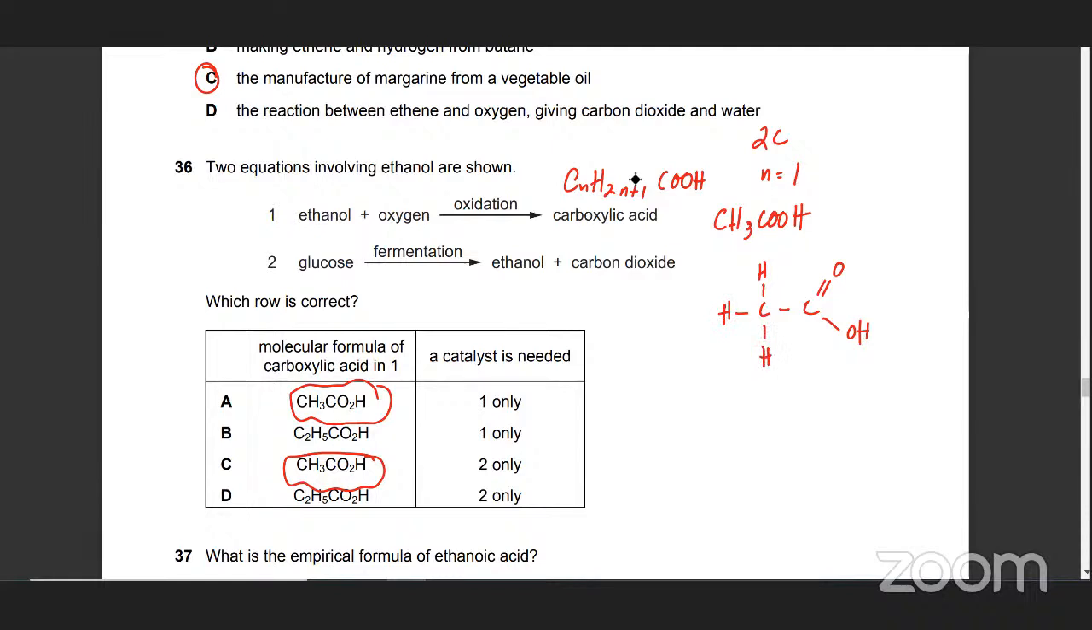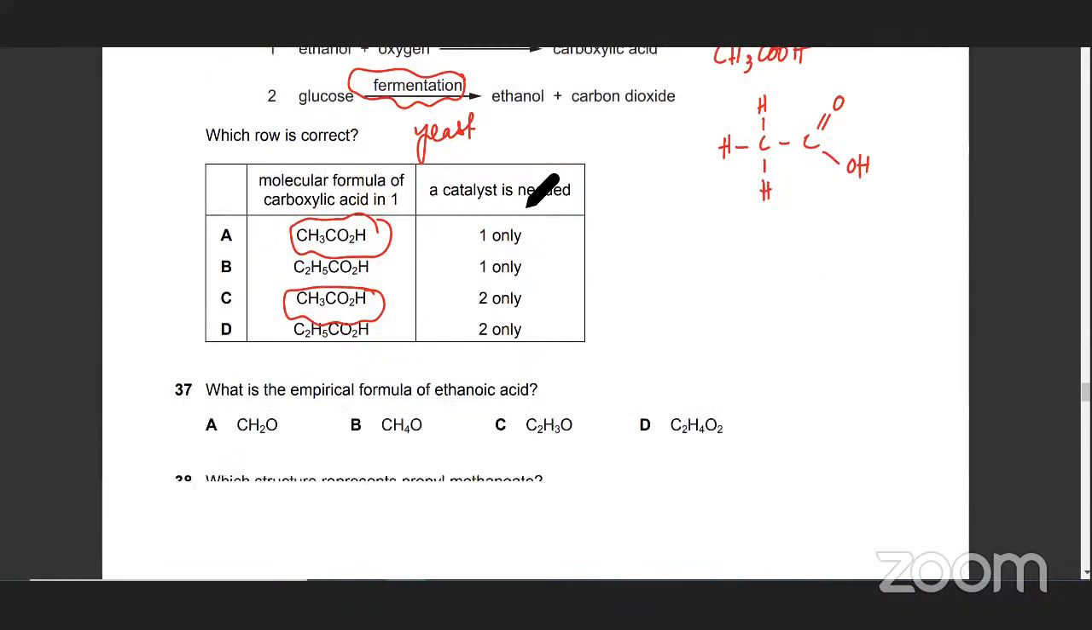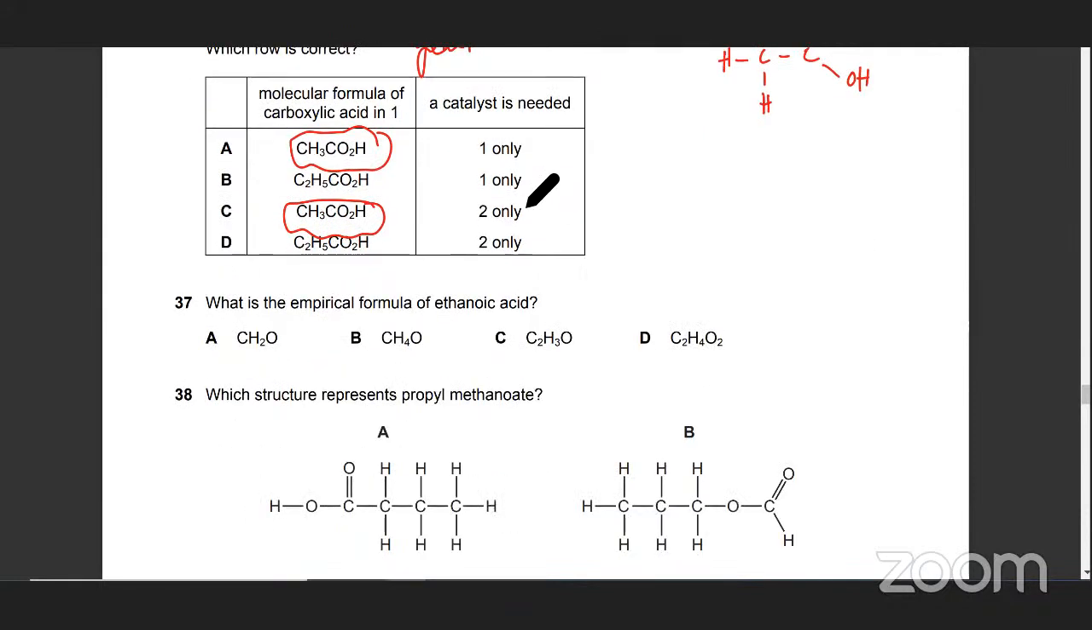So a catalyst is needed. Which one requires a catalyst? First one, second one? Second one. और fermentation में कौन सा catalyst use होता है? Yeast. ठीक है, yeast is used as a biological catalyst. It's an enzyme. Oxidation के अंदर you don't need a catalyst. What you need is an oxidizing agent like KMnO4 or K2Cr2O7, and you heat with reflux.